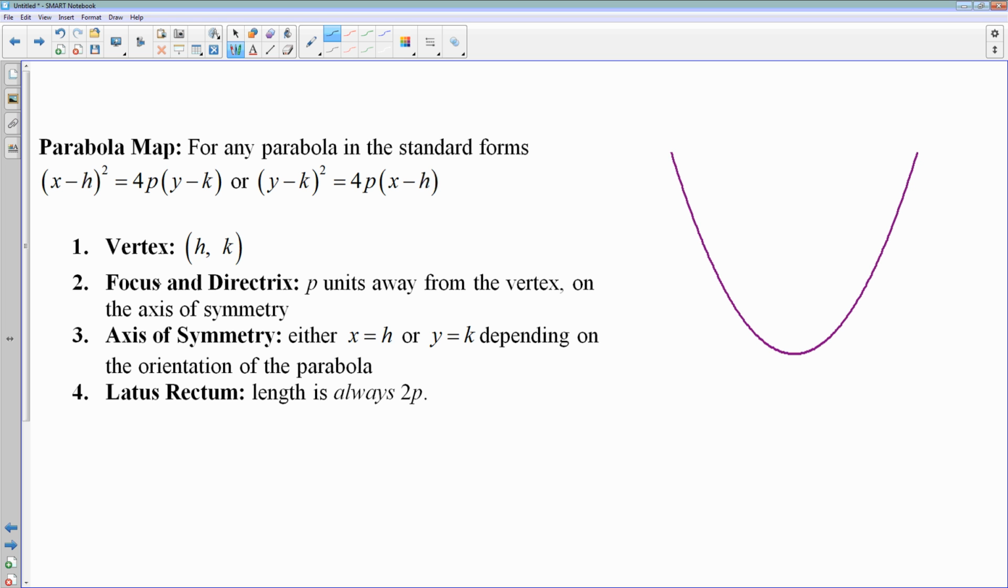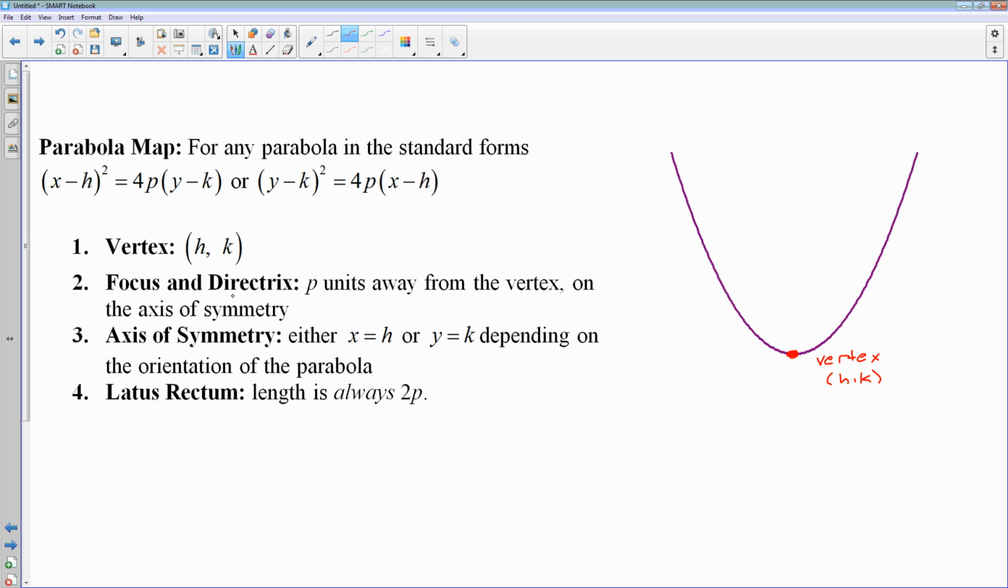Okay, a parabola map. I'm going to label these parts for you. Regardless of the standard form, if it opens up, down, left, or right, these things are always going to be true. Your vertex is always the ordered pair (h, k), and your vertex, as I said on the last page, is the tip of the parabola. So there's your vertex, and that's the ordered pair (h, k).